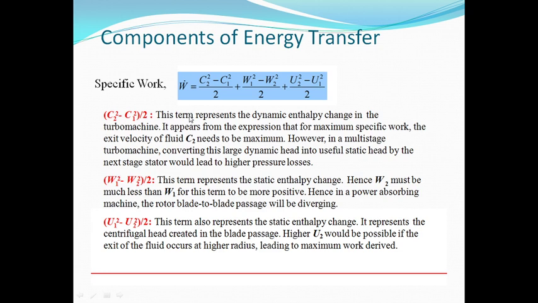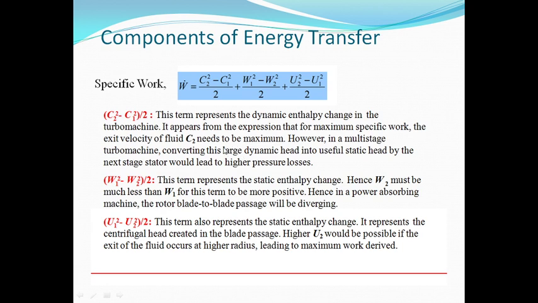So what happens here is, C2 square minus C1 square by 2 and W1 square minus W2 square by 2, that means change in the absolute velocity. This is something like kinetic energy, half mv square. M is not there because you have taken the specific. So this is the kinetic term. Again, this is another term, this is a third term. So what do these terms mean? C2 square minus C1 square by 2 represents the dynamic enthalpy change in the turbomachine. It appears from the expansion that the maximum specific work.